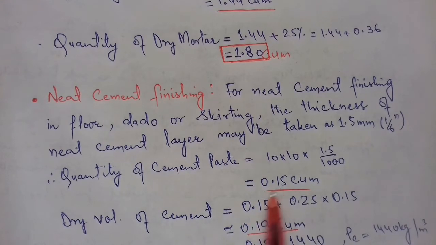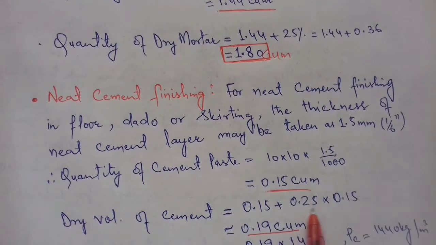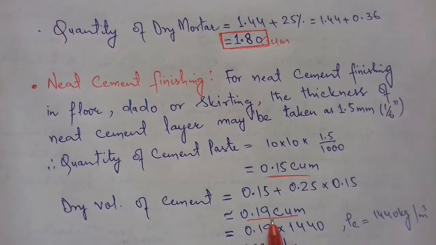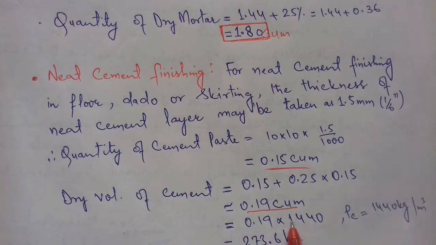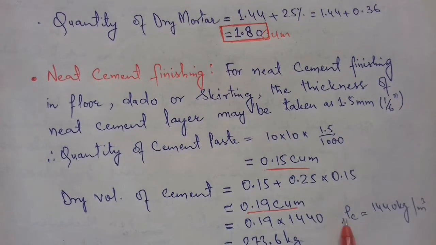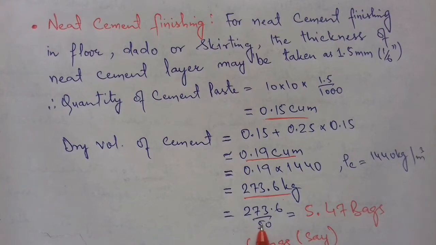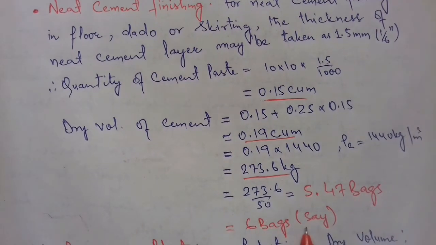Now in the same way, if we have to find dry volume, we will increase this quantity by 25%. That gives us our dry volume of cement to be equal to 0.19 cubic meter. If we have to convert this quantity into kgs, we will multiply it with 1440 kg per meter cube, that is the density of cement. If you need to convert this into bags, you will divide it by the weight of one bag, which is equal to 6 bags approximately.